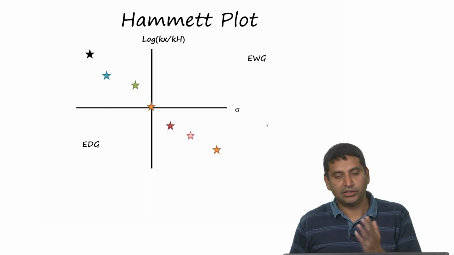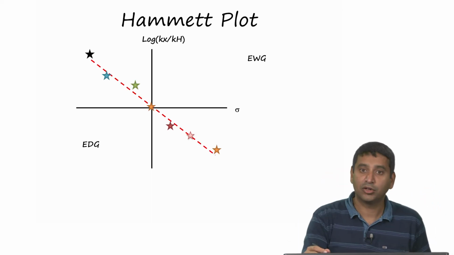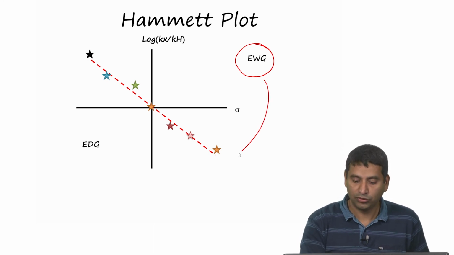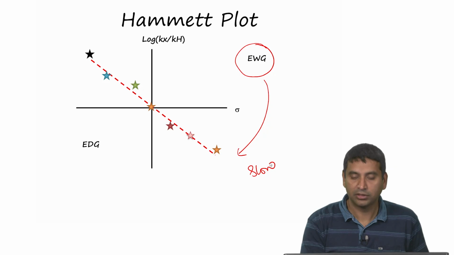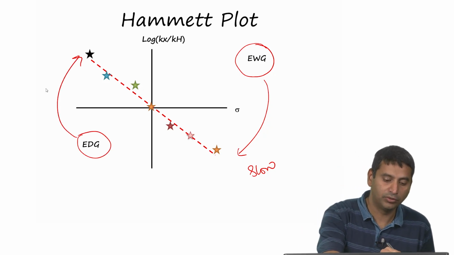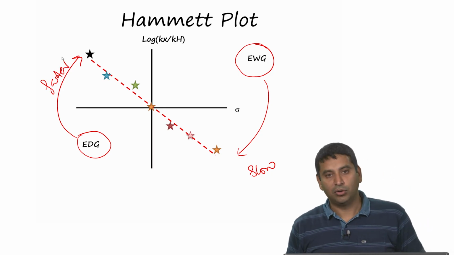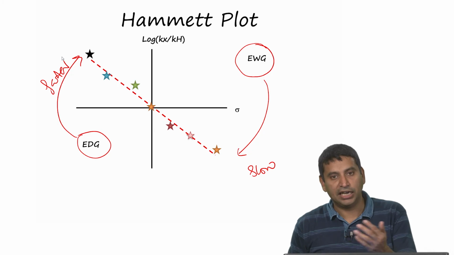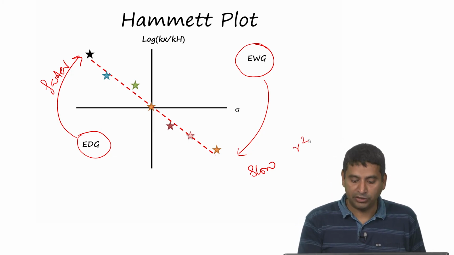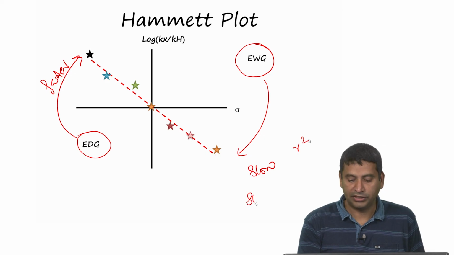Now, let us look at another example where we have a similar Hammett plot for another reaction where the trend is exactly the opposite. An electron withdrawing group which has a high sigma value seems to slow down the reaction, while an electron donating group which has a negative sigma value makes the reaction go faster. Now, if I fit this to a straight line, I can get a linear regression coefficient r square. I can determine the slope, which is basically rho. Here in this case, rho would be negative.